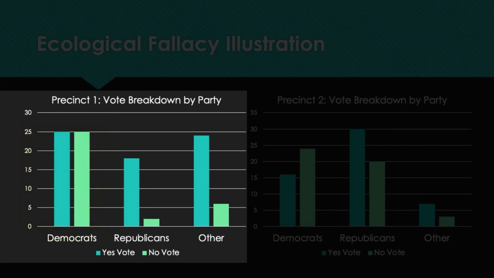25 Democrats voted for the tax initiative, and 25 voted against it. And remember, Precinct 1 had the most Democrats in it, and also the highest support for the tax. But our inference about the individual was wrong, because we only had access to that aggregate data that made it look like these two things were related, when in fact they really weren't.